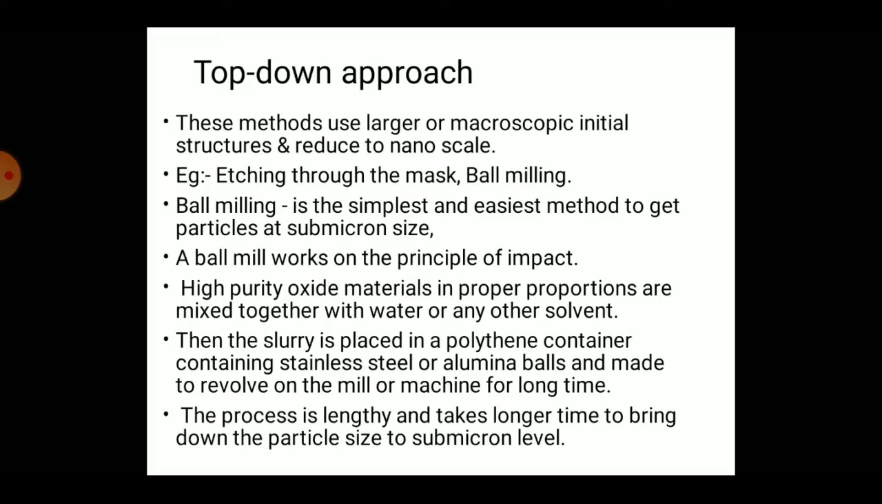So ball milling is the simplest and the easiest method to get particles at submicron size. So what is submicron size? It is nothing but nanoparticle size. A ball mill will work on the principle of impact, and high purity oxide materials in proper proportions, that is at proper combinations, will be mixed together with water or any other suitable solvent. Okay, and then what will happen? The slurry is placed in a polythene container which is containing stainless steel or alumina balls, and which is made to revolve on the mill or the machine for a long time.